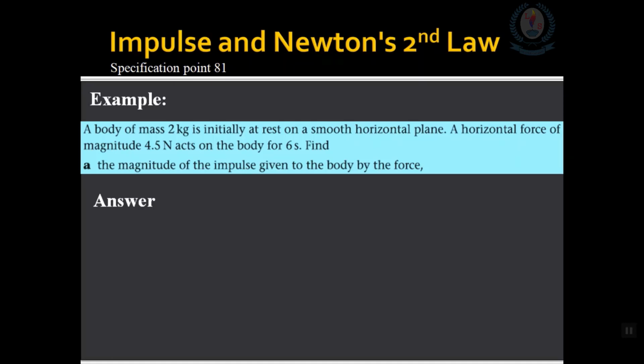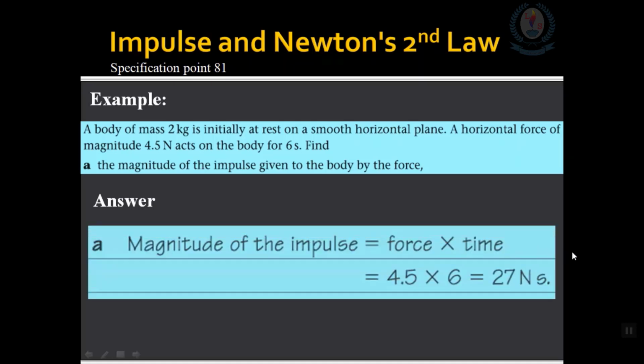Impulse equation. Okay, I can't go for momentum because velocity is not given, but I can go for the force into time equation because force and time both are given. So I will go to the previously learned impulse equals force into the acting time. So force multiplied by time, which gives us 27 Newton seconds. That is how we generally think of a question and write the answer.